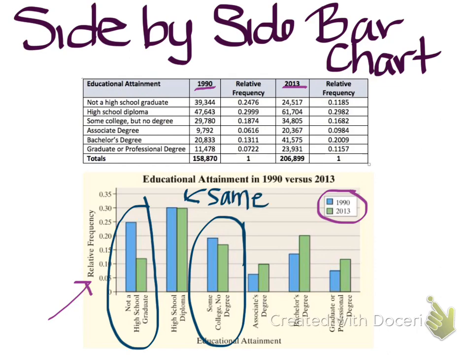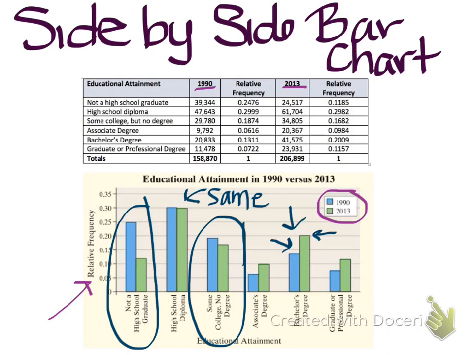I could also ask, what's the difference in the relative frequency for bachelor's degrees from 2013 to 1990? In which case you would need to figure out the height for 2013, the height for 1990, and subtract the two.